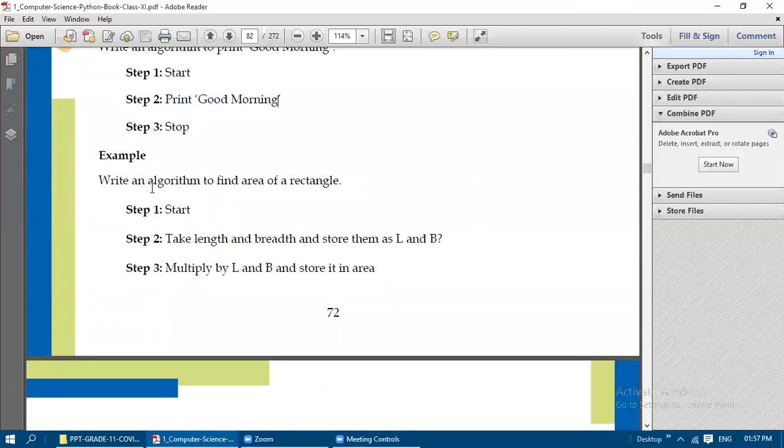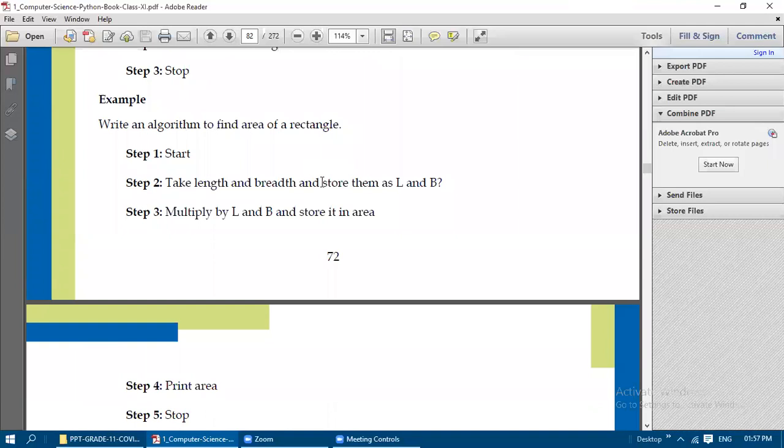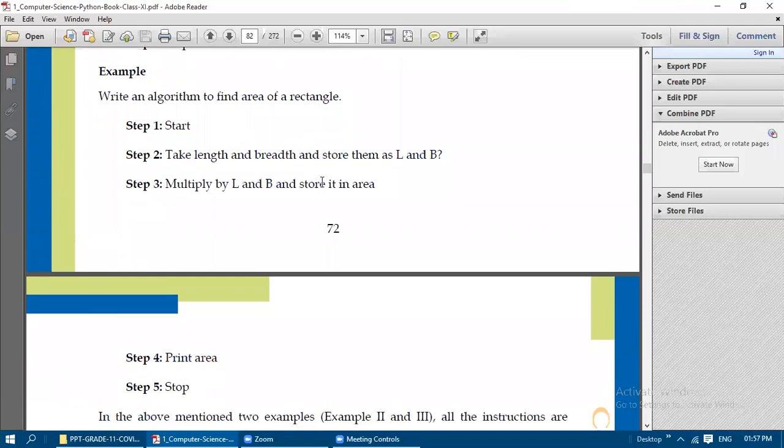Next, one example we will see related to maths. Write an algorithm to find the area of a rectangle. In order to find the area of a rectangle, first you need to know the formula. You need to know what a rectangle is.